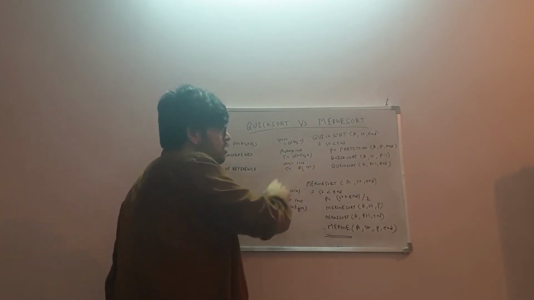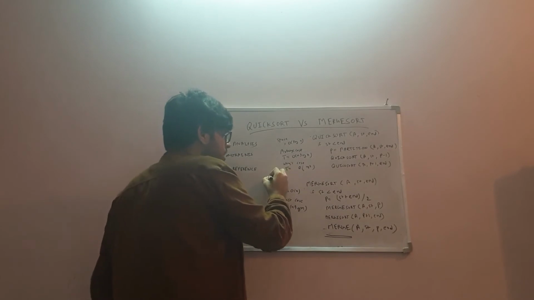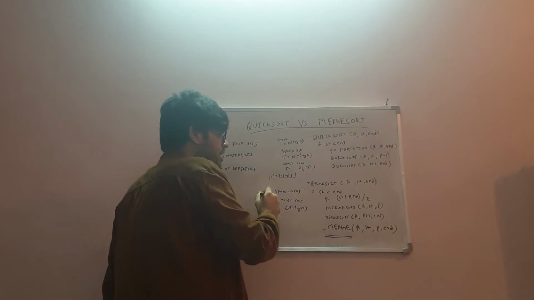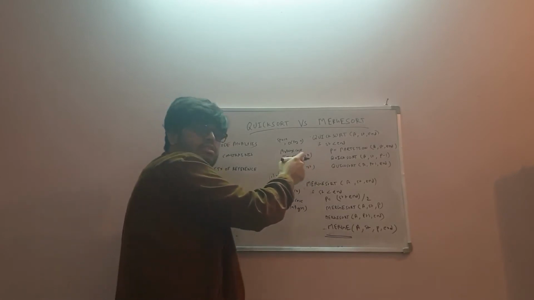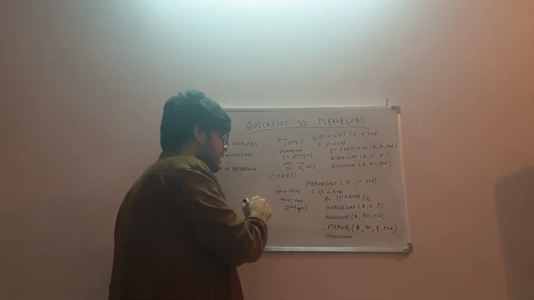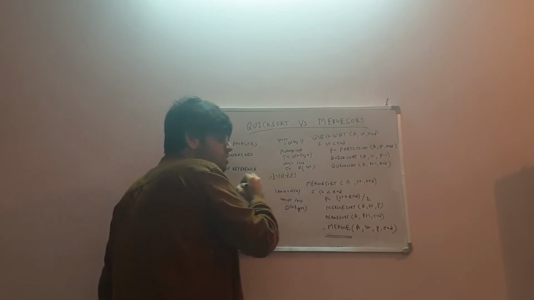So when did we achieve the worst case? How can we achieve the worst case of n square in Quicksort? Suppose your array elements are already sorted, right? And if you are always choosing the first element as the pivot, in that case your partition would be very skewed.